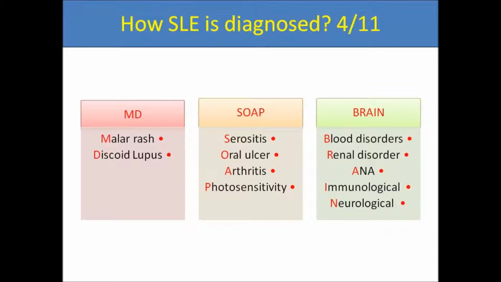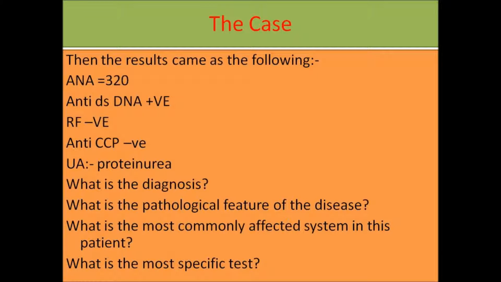Okay, let's return to our vignette. The results came later, showing anti-nuclear antibody titer of 320, so it is elevated. Anti-double-stranded DNA was positive. Rheumatoid factor was negative. Anti-CCP negative. And the urine analysis showed proteinuria. So we have some questions here that we will try to answer throughout our study.